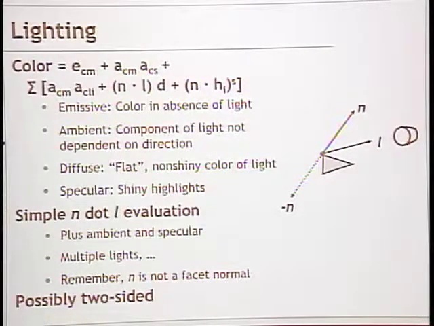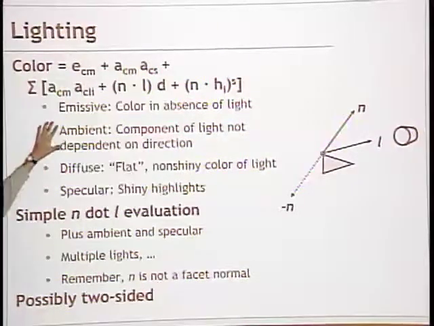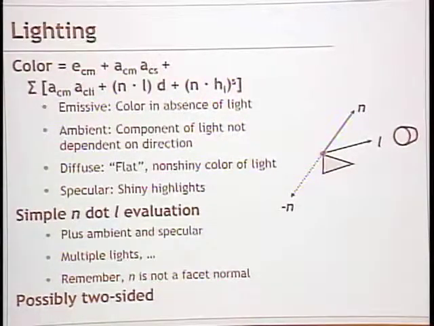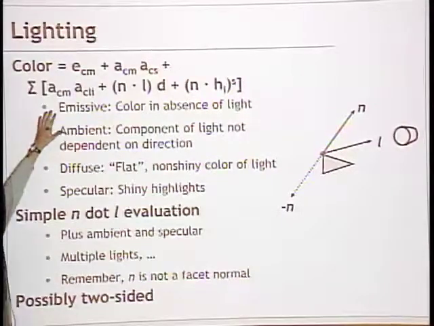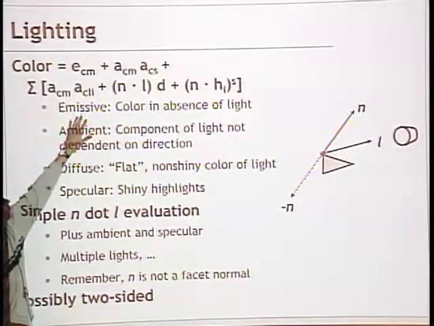Then we have a bunch of lights, and for each light we're going to compute 3 components. One is the ambient component of the light. The light is shooting out blue light. It's going to color everything in the scene blue, whether anything can see the light or not. It's just going to kind of flood everything with blue, for instance. So we're going to have an ambient component of the material and an ambient component of the light.